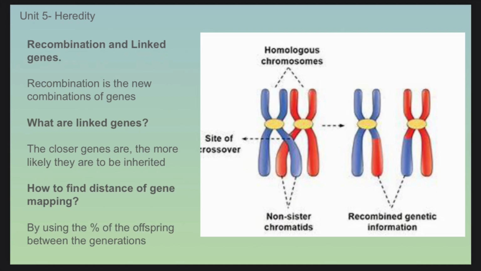Okay, so recombination and linked genes. Recombination is the new combination of genes, so that's the randomization of traits. Now, what are linked genes? The closer the genes are, the more likely they are to be inherited together. So that's how the males and females are during the sex-linked traits. Now, how do you find the distance for gene mapping? Use the percentage of the offspring between the generations, and then you should find your answer.